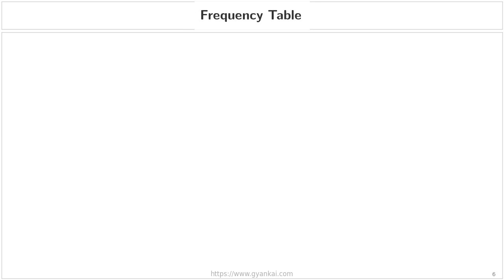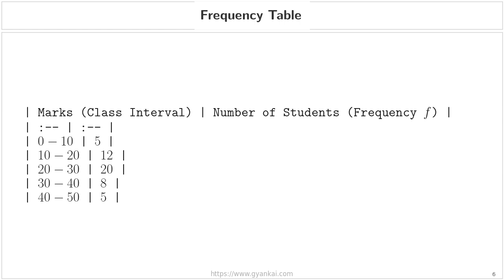Frequency table. Now that we understand the theory behind cumulative frequency, let's look at the actual data we'll be working with. On this slide, we have a frequency distribution table representing the marks obtained by 50 students in a math test. If you look at the first column, labeled Marks, you'll see our class intervals. These are our groups, ranging from 0 to 10, then 10 to 20, and so on, all the way up to the final group of 40 to 50. The second column, labeled Number of Students or Frequency F, tells us how many students fall into each specific group.